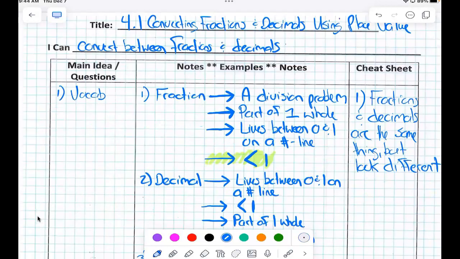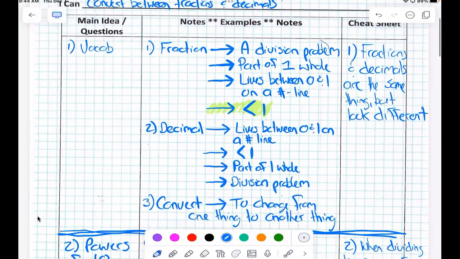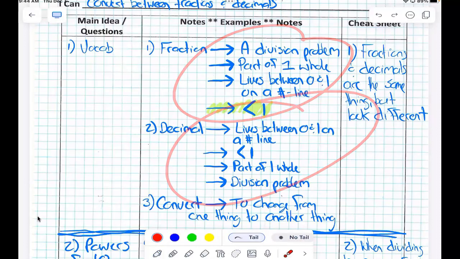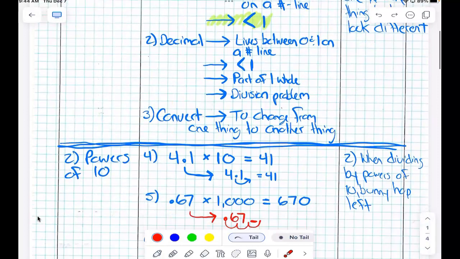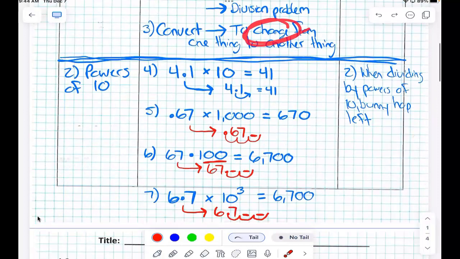Do you guys know what a fraction is? Yes. Do you know what a decimal is? Yes. Are they the same thing? Yes. Are they the same thing again? Yes, they're the same thing. Convert means to do what? To change.